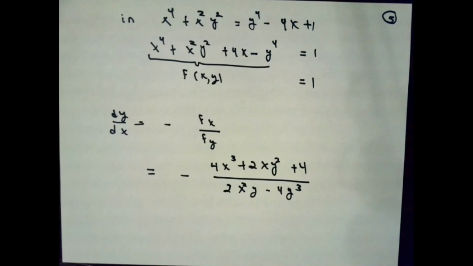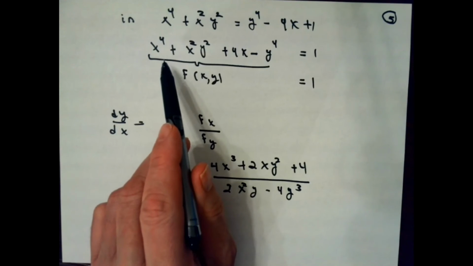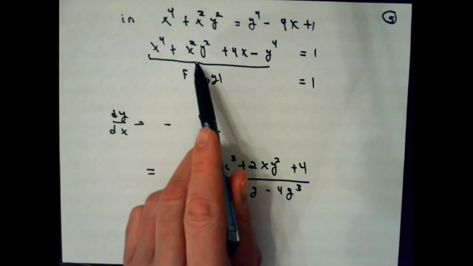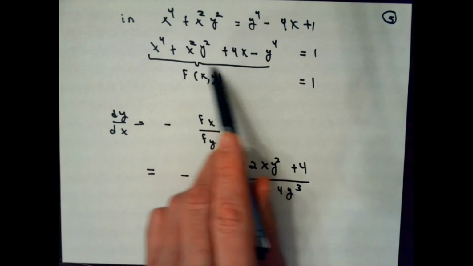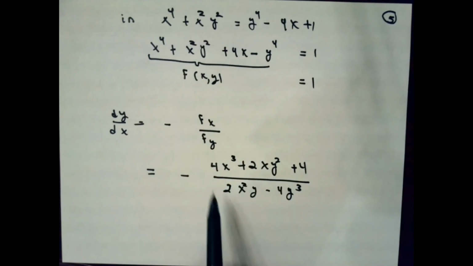Returning to our example, x to the fourth plus x squared y squared plus 4x minus y to the fourth power equals 1, dy dx is negative f sub x over f sub y. Looking at the formula for f and thinking of the x and y as being independent variables, the derivative with respect to x is 4x cubed plus 2x times y squared plus 4, because we're treating the y in this context as being a constant.